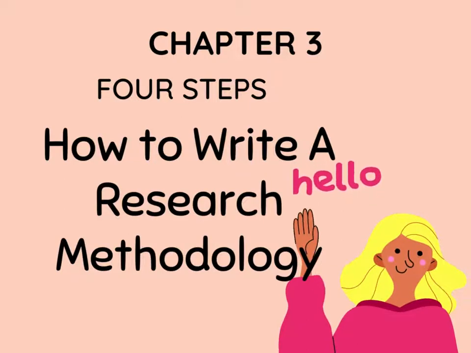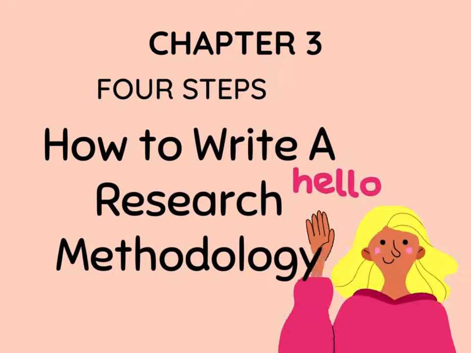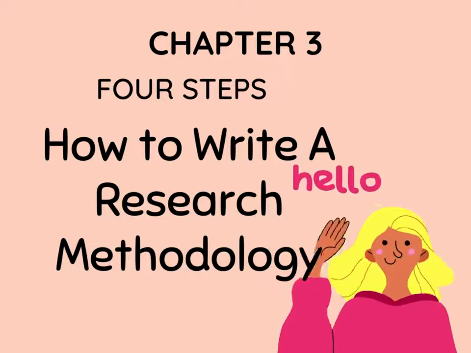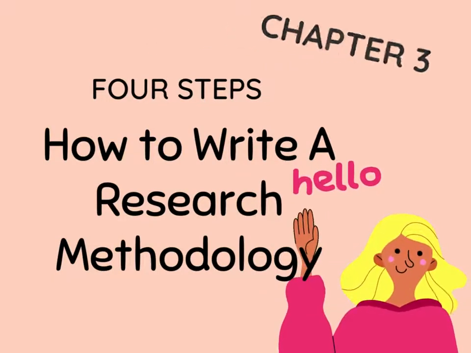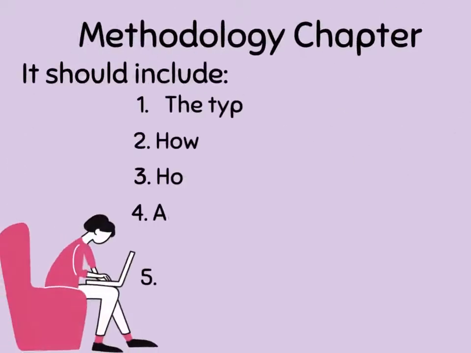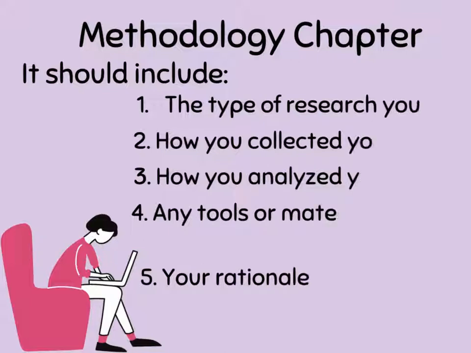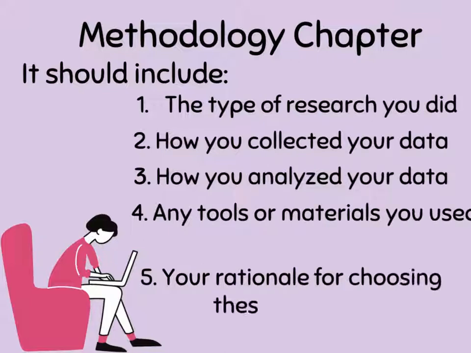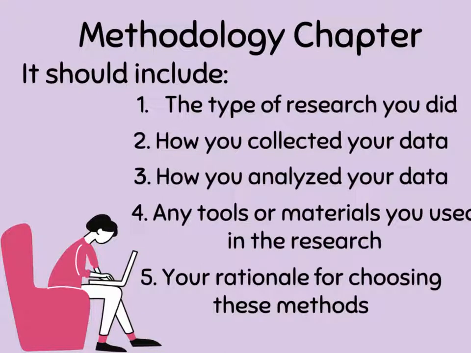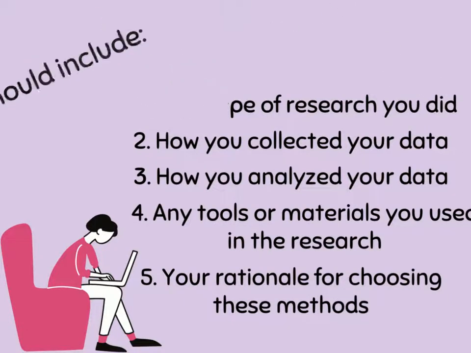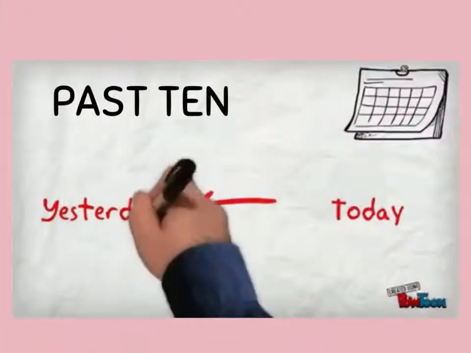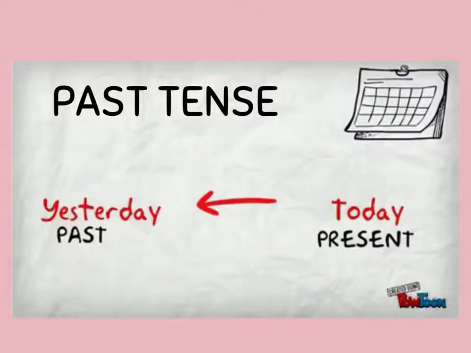The methodology chapter explains what you did and how you did it, allowing readers to evaluate the reliability and validity of the research. It should include the type of research you did, how you collected your data, how you analyzed your data, any tools or materials you used in the research, and your rationale for choosing these methods. The methodology section should generally be written in the past tense.